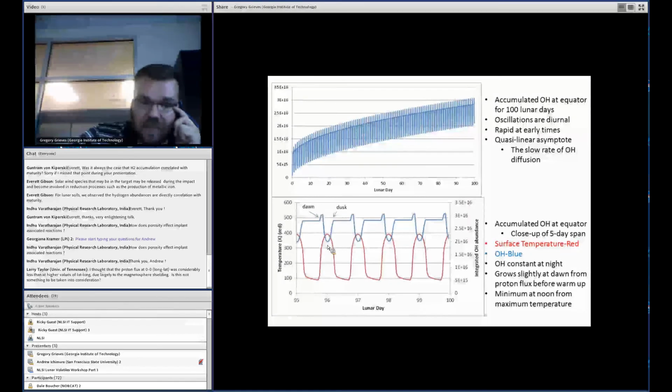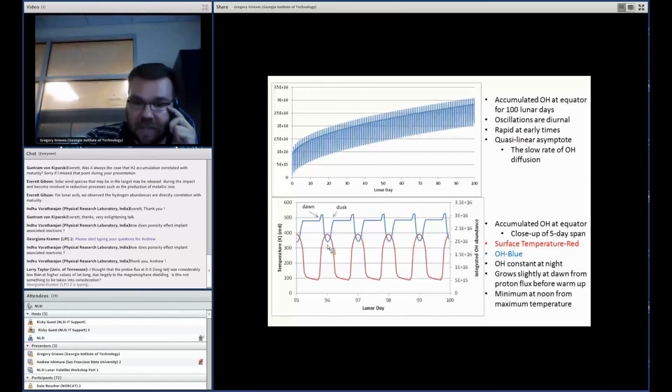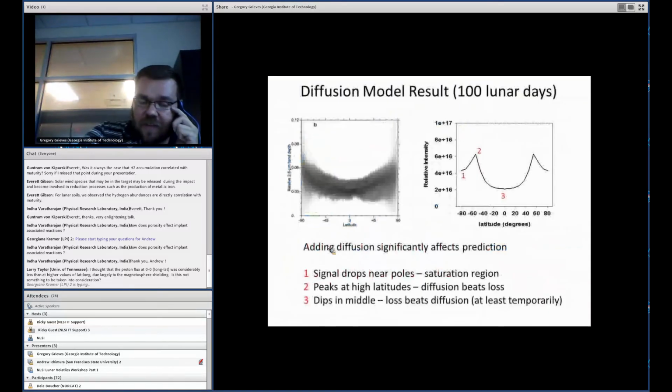But then as the surface cools off, we can see that the protons begin to accumulate again, and then through the night that level is frozen in. So this predicts that the dark side should have a fairly constant level of OH, whereas the day side would show the depletion. Now, if I compare back to the latitude data of the 2.8 micron, when we include this effective diffusion, we see that this gives us a fairly strange-looking prediction, which doesn't quite match the observations.